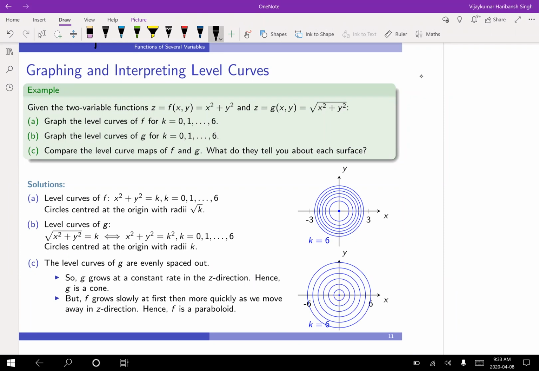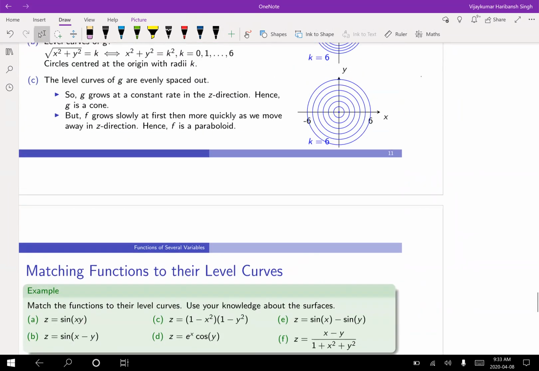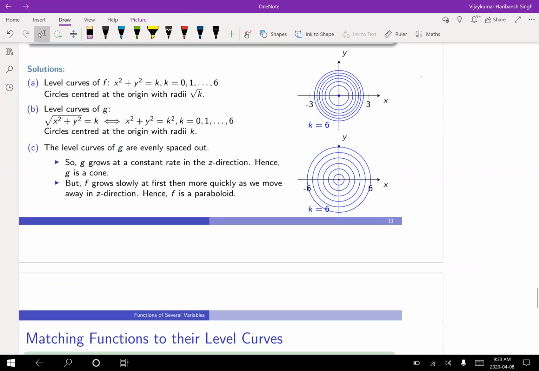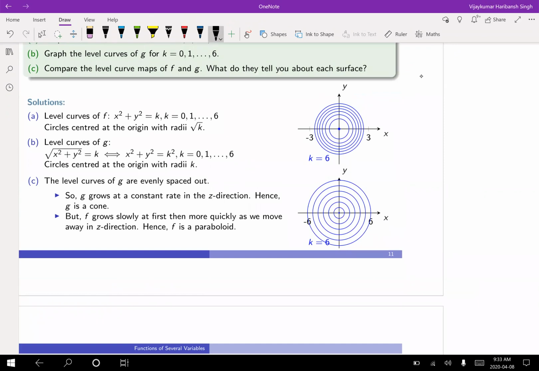So these two examples are done here. Say x squared plus y squared equals k. For k equals 1, you will get a level curve like that. K equals 2, k equals 3, k equals 4, k equals 5, and so you get all these level curves. Note that level curves are basically drawn in the domain, which is the xy plane.